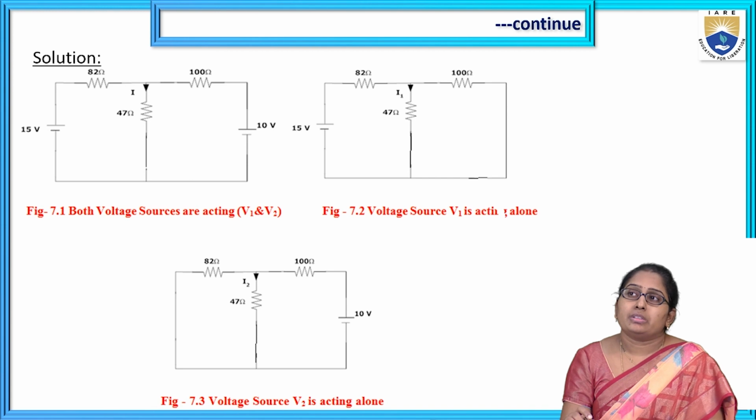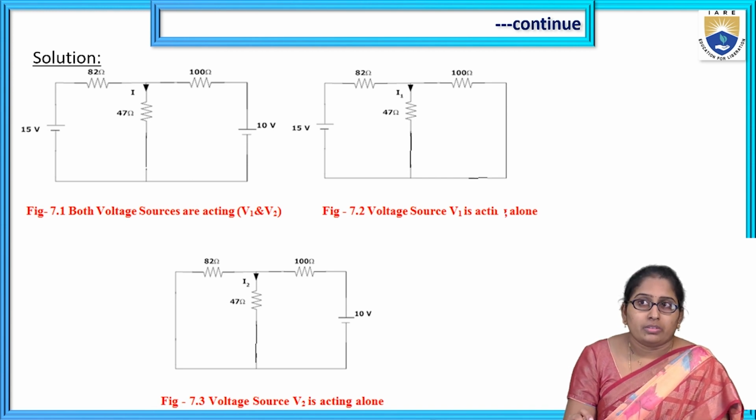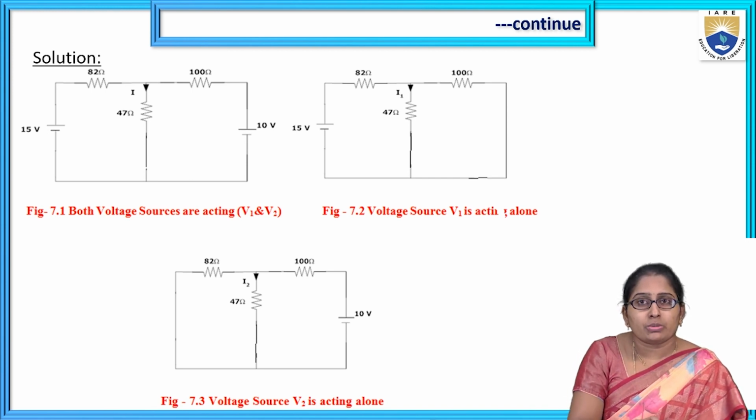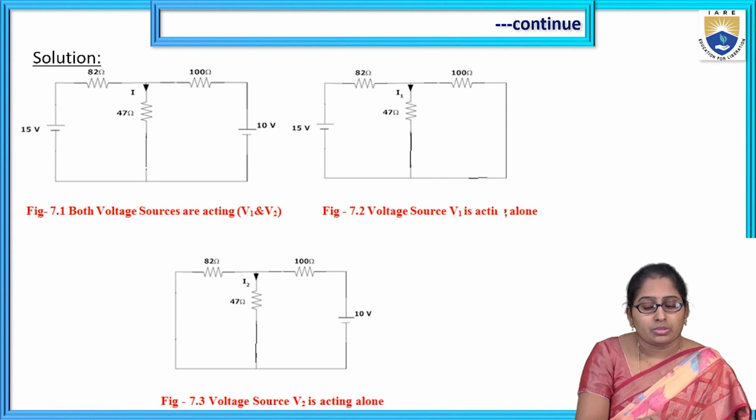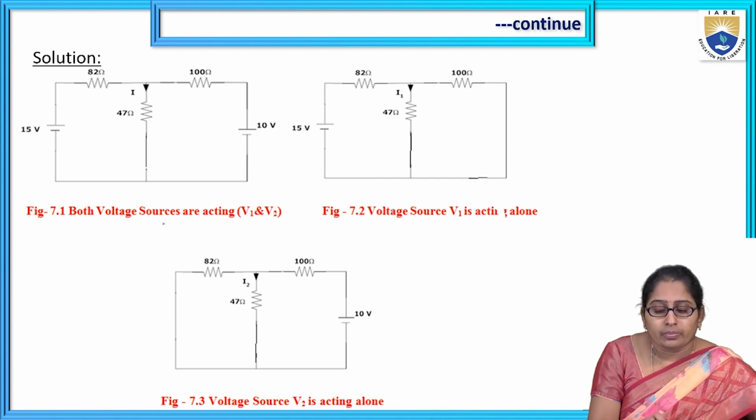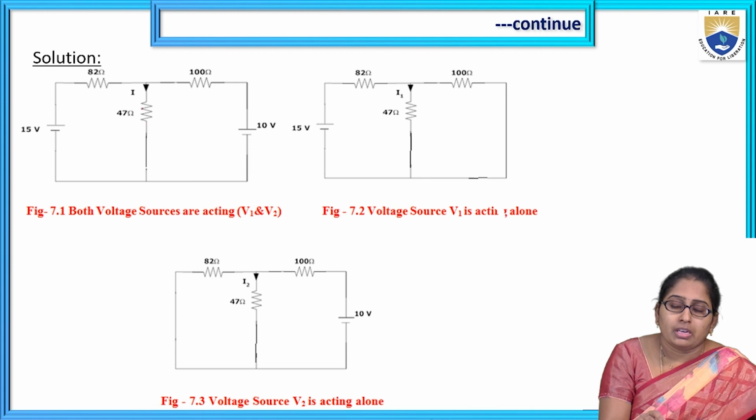So we know that first we have to consider all sources in operation and find the response in the 47 ohm resistor. This is the circuit when both sources are in operation, that is V1 and V2. Let us say the current in that case, the response in the 47 ohm resistor, is capital I. So now find this current I.